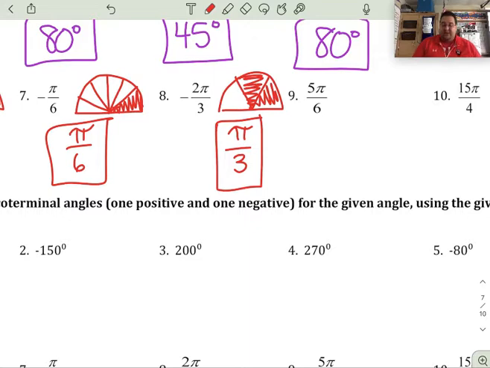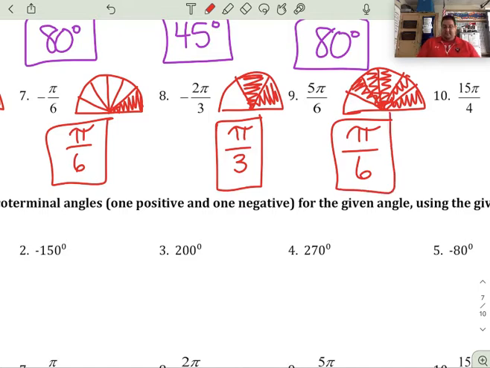Moving on over, question number 9. We have 5 pi over 6 this time. So let's draw our pi, which is a half circle. I need 6 pieces. And the angle that we have is 5 pi over 6. So here's 1, 2, 3, 4, 5. So are we closer to having 0 pi, 1 pi, or 2 pi? Closer to having 1 pi. We have one piece left to go to get to a full pi, so we need a pi over 6. Bam.